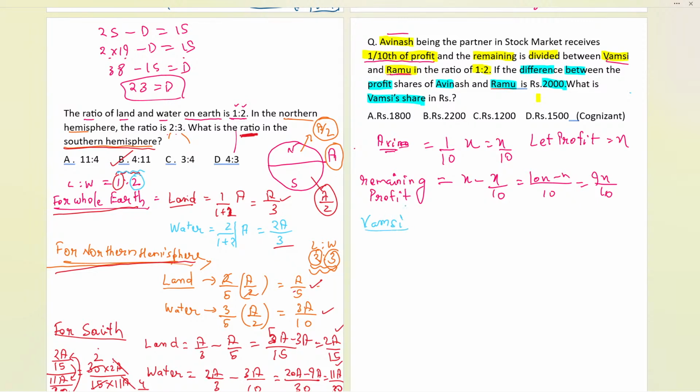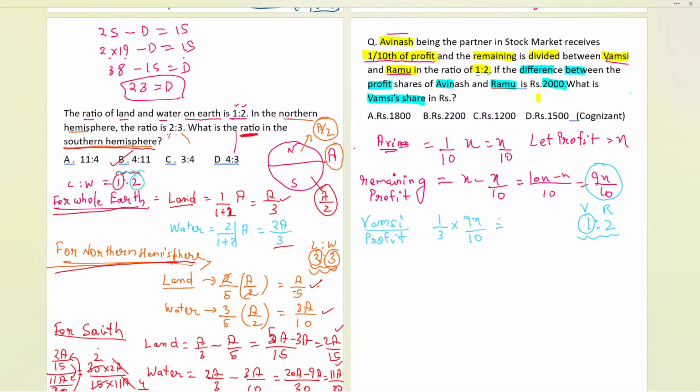So Vamsi and Ramu have a ratio of 1:2. I know 1:2 is the ratio of Vamsi and Ramu, so can I say that one part out of 3 parts is the fraction of Vamsi's profit? But out of what? Out of the remaining 9x by 10. That is finally Vamsi's profit.